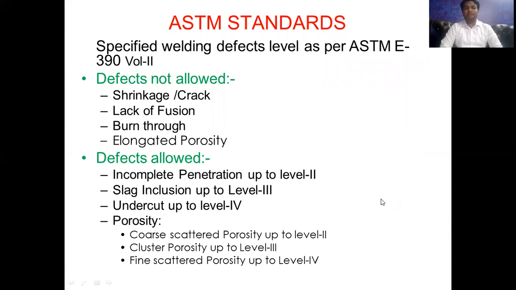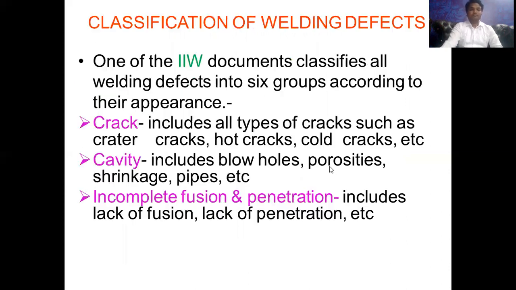Specified welding defect levels as per ASTM. Defects not allowed: shrinkage or crack is completely not allowed. Lack of fusion is not allowed. Burn through is not allowed. Elongated porosity is not allowed. Defects which are allowed are incomplete penetration up to level 2, slag inclusion up to level 3, undercut up to level 4, coarse scattered porosity up to level 2, cluster porosity up to level 3, and fine scattered porosity up to level 4. So those are the defects. What are the acceptable ranges of defects based upon the organization?